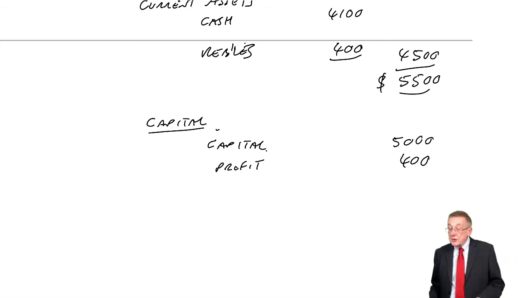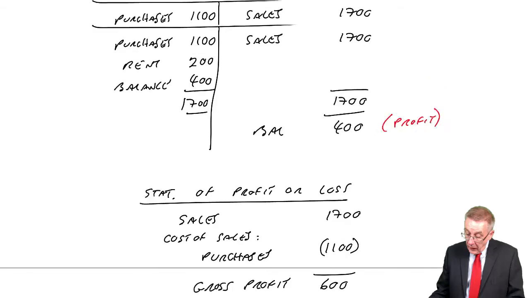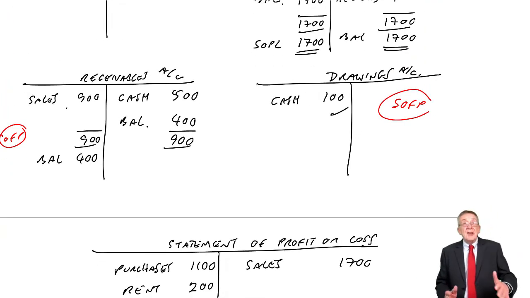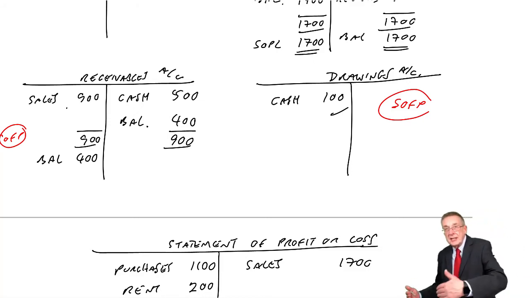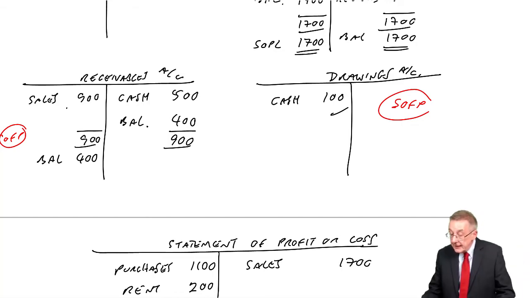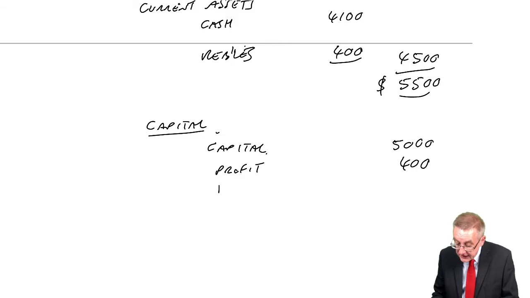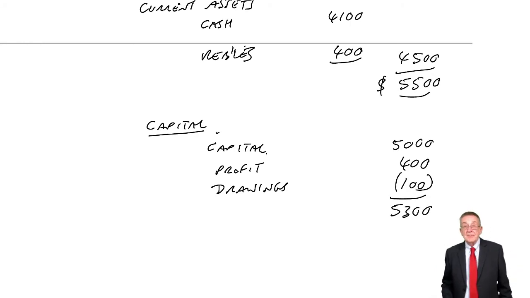What else? Of course, there's a balance still there on drawings. There we are, 100. This is on the other side. Remember, capital and profit were on the credit side, were owing to the owner. Drawings on the debit side. It reduces the amount owing. Listed. So the amount owed to the owner, 5,300.